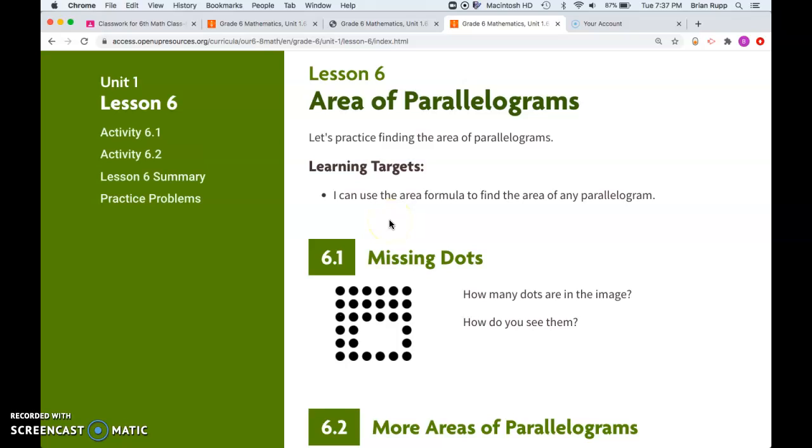In Lesson 5, we learned that you can find the area of a parallelogram by using the formula base times height. So if you can identify a base and a height for a parallelogram, you can multiply those two and you can always find the area of that parallelogram.